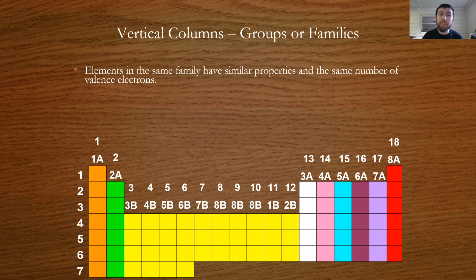Now, as we mentioned previously, elements in the same family have similar properties, and they have the same number of valence electrons. So all of the elements in column 1A are going to have similar properties and the same number of valence electrons. All of the elements in green in column 2 or group 2A are going to have similar properties and the same number of valence electrons. We can apply that moving forward for the columns that are yellow, white, pink, blue, and so on and so forth. All of the elements in a particular column are going to have those similar properties and the same number of valence electrons. Now, as I mentioned, there are some very specific names for some of the columns.